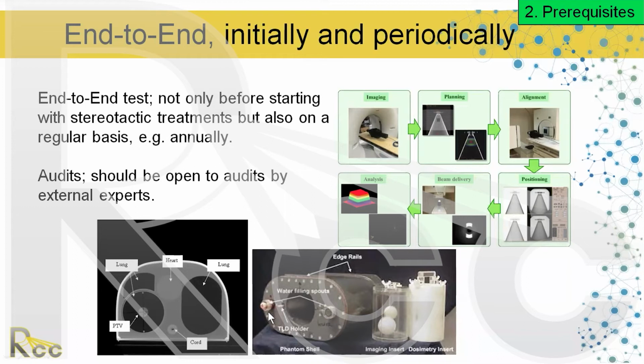And this is one of those phantoms. This is a lung phantom. It's got a target. It's got some organs at risk, in this case, heart and a cord. The cool thing is you're doing an end-to-end test, and then you're having someone external to you validate your system. And I think that's a nice thing.